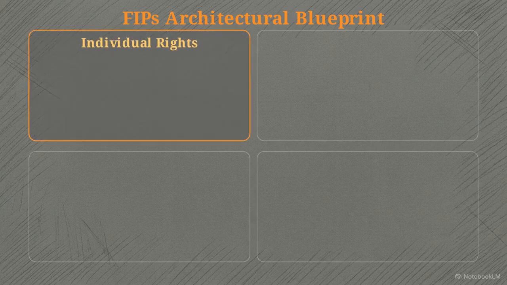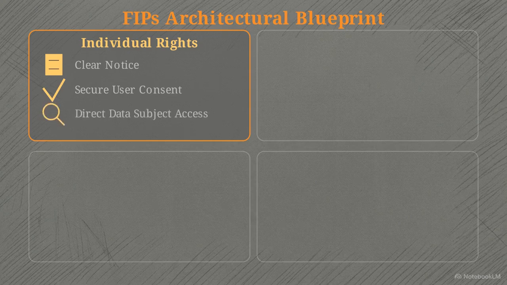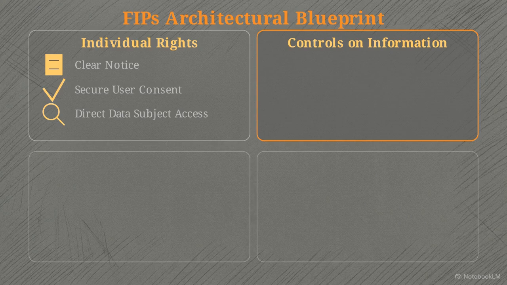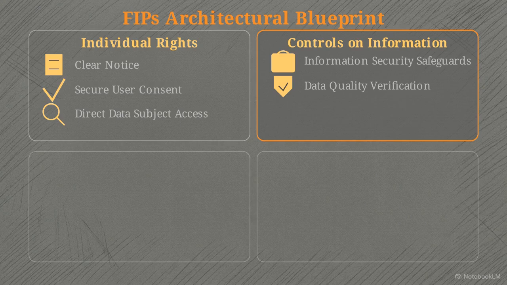The top left quadrant outlines individual rights, mandating clear notice, secure user consent, and direct access for data subjects to review their records. The top right quadrant establishes controls. This dictates the technical safeguards to prevent unauthorized access and the verification processes necessary to maintain accurate, high-quality data.